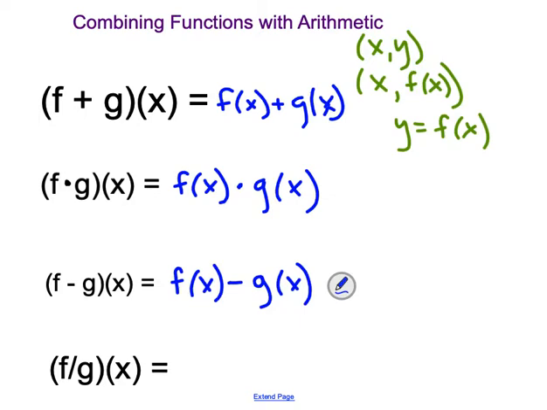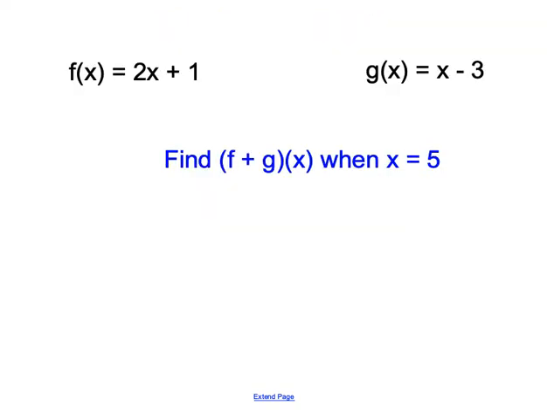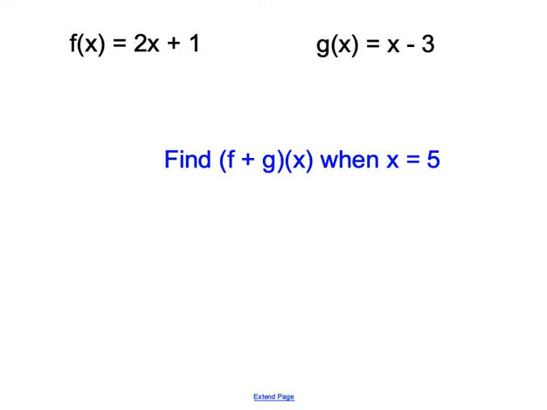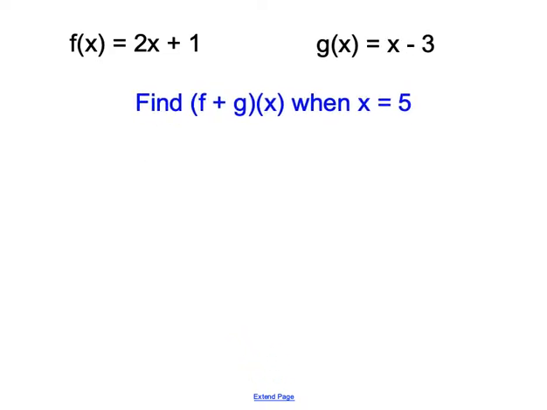Then this last one, if you're guessing division, you've guessed correctly. You would take the value of f of x and divide it by the value of g of x. These would be worth having in your notes today, so when you see that type of notation, you know what it means. And here is an example. We have f of x is 2x plus 1, g of x is x minus 3, and here they want you to find f plus g of x when x equals 5.